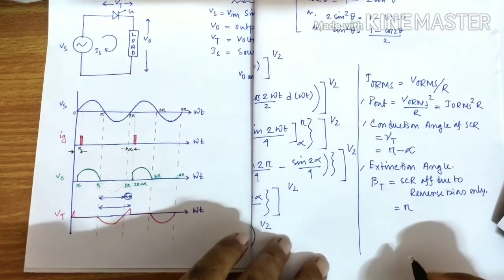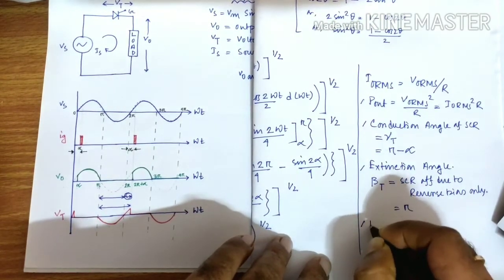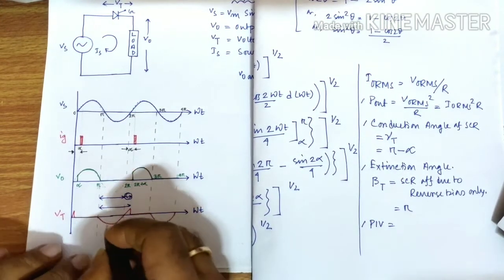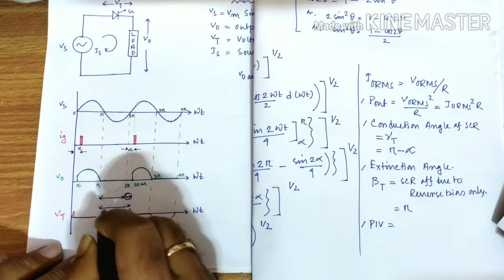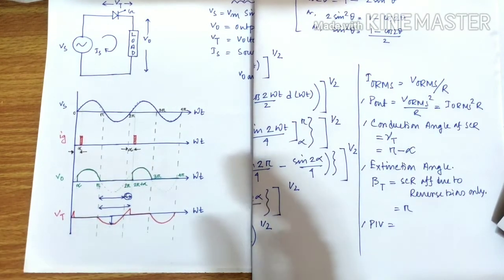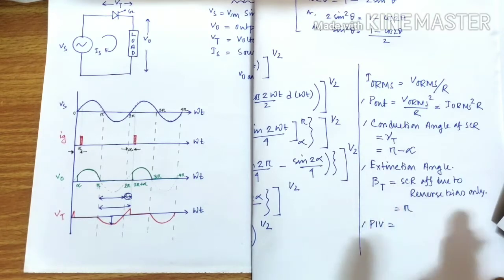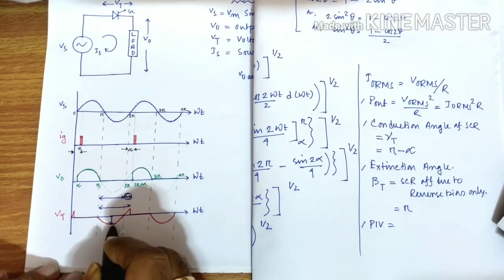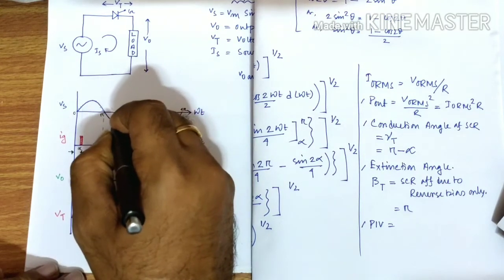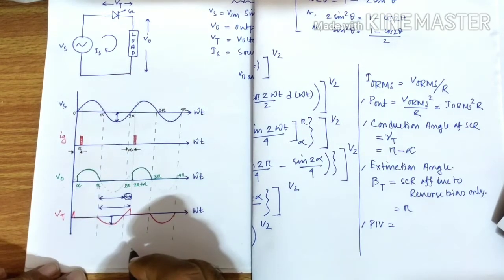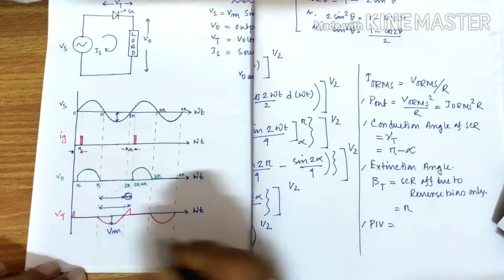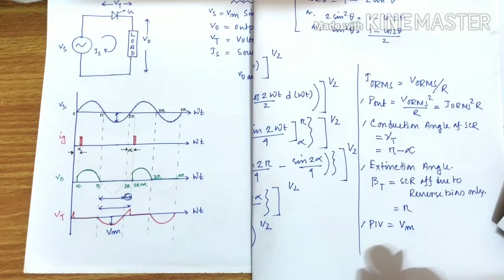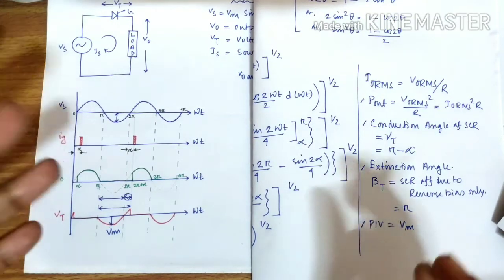Okay. Now the third one is peak inverse voltage. What is peak inverse voltage? The maximum value that has been applied in the reverse bias condition. So what is that value during reverse bias condition? The value of this one. That value is Vm. So peak inverse voltage is Vm, because that is the amplitude of the signal that we are applying.